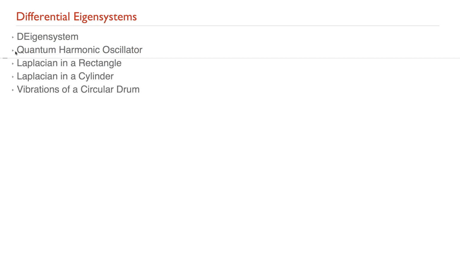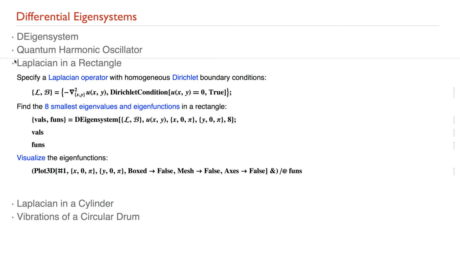Okay, now beyond ODEs, there are very nice eigensystems for PDEs, and particularly for the Laplace equation, for the Laplace operator. So here is the Laplacian in a rectangle. You have Dirichlet conditions. I look for the first, let's say, 8 eigenvalues and eigenfunctions in the rectangle. That's the rectangle over here.